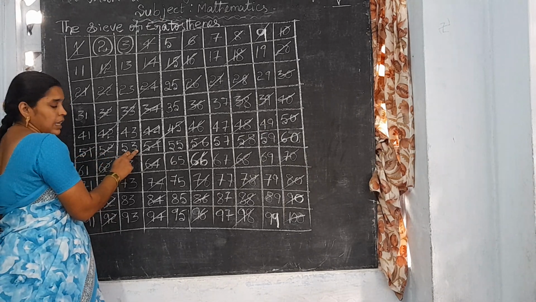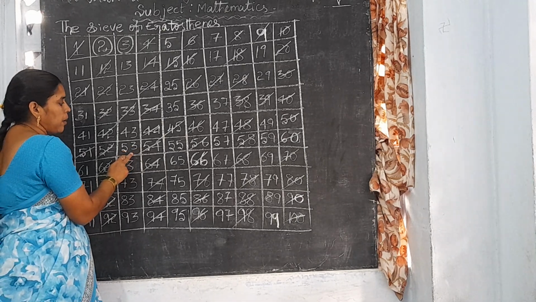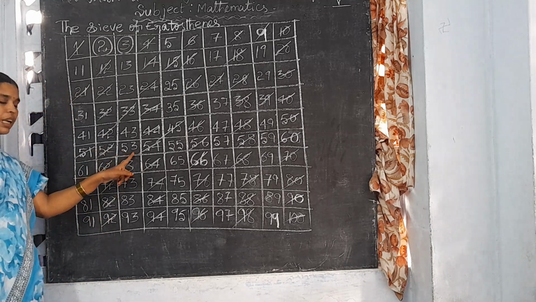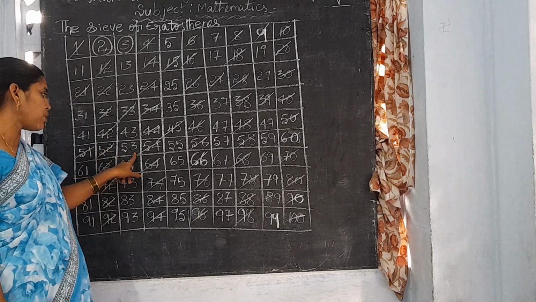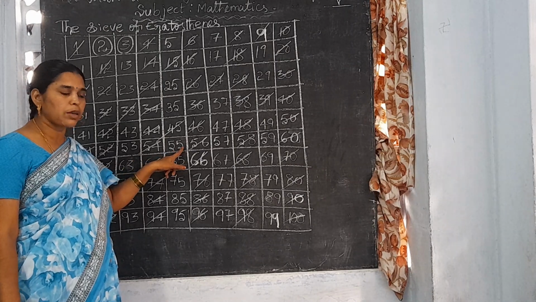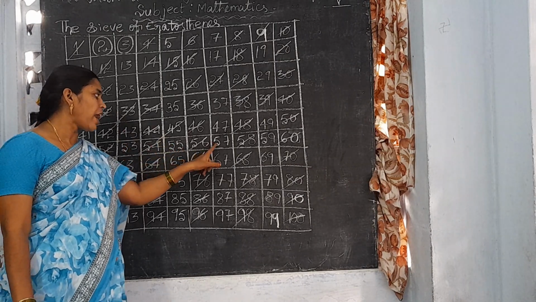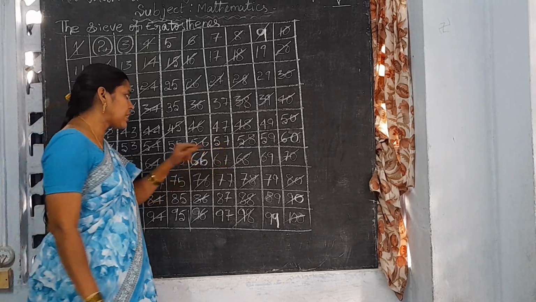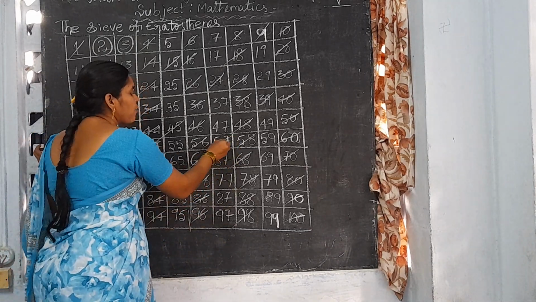5 plus 3, 8. 8 is not divisible by 3. 5 plus 5, 10. 10 is not divisible by 3. So leave it. 5 plus 7, 12. 12 is divisible by 3. So for this number, 3 is a factor.